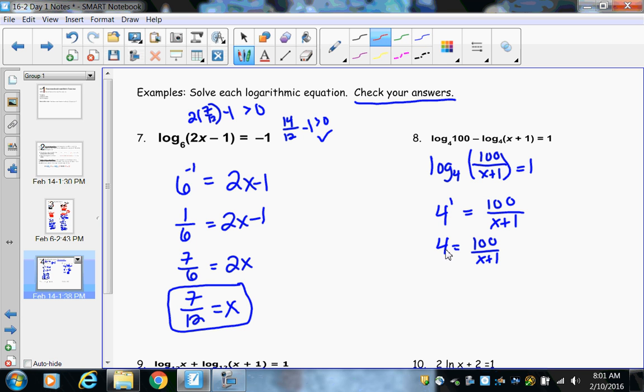Opposite of dividing is multiplying, but you've got to remember that when you multiply, you have to distribute on this side. So that's really 4x plus 4 equals, those are going to cancel, 100. So 4x equals 96, and divide by 4 and you get that 24 equals x. Again, if I go back and check, there's not an x in this part, but 24 plus 1 would be the log of 25, which is greater than 0, so then this is my answer.